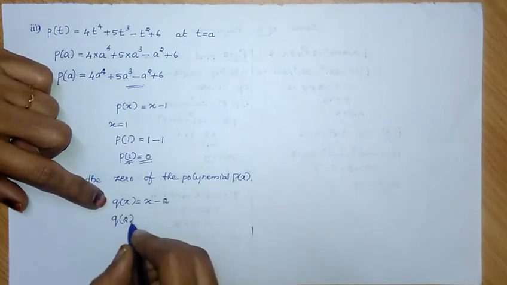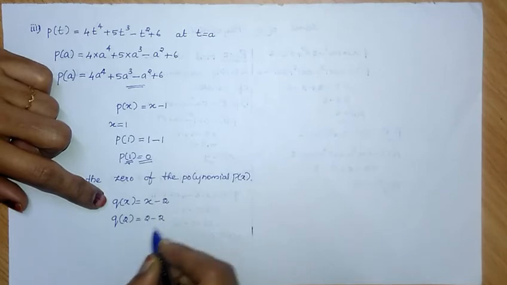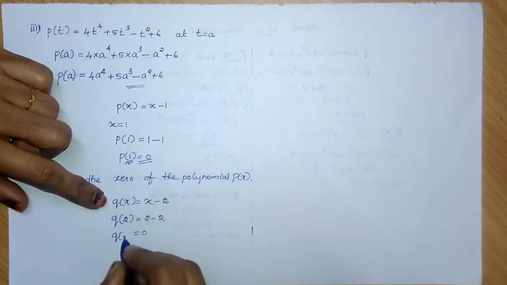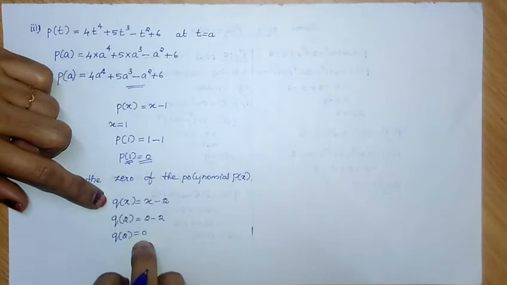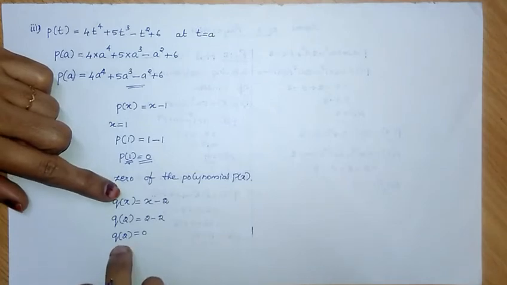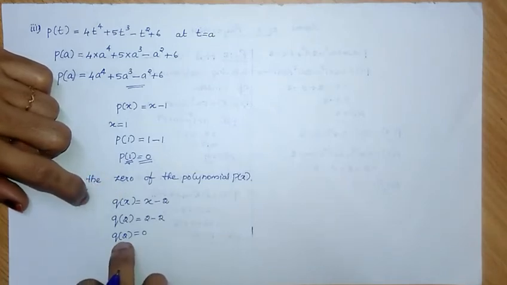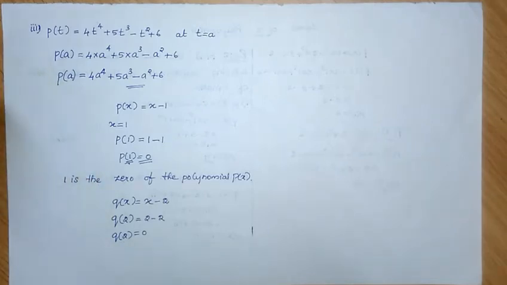Q of 2 equal to 2 minus 2, which is equal to 0. Q of 2 is 0. So, we got 0 when the value of x is 2. So, 2 is the 0 of this polynomial Q of x.